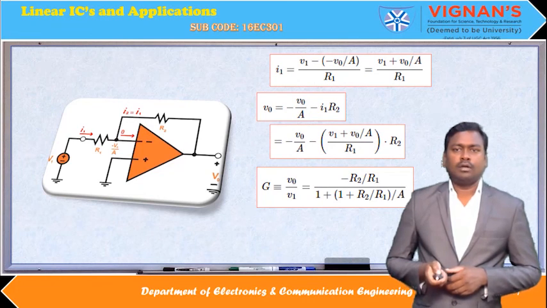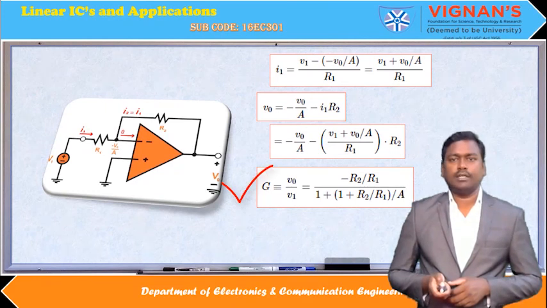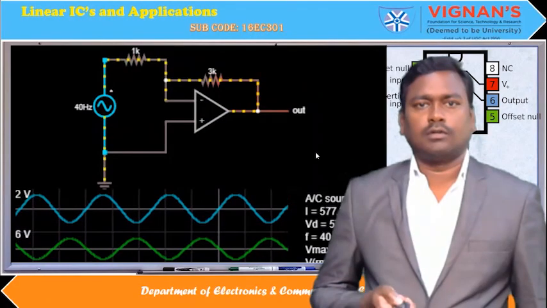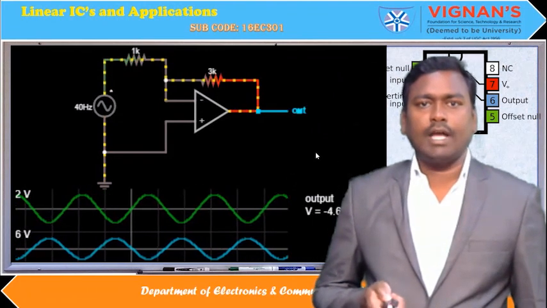If open loop gain of op-amp is infinity, then in the denominator, 1 plus R2 by R1 by A, the term is very, very small. Again, the overall gain of an amplifier is minus R2 by R1. So this is the gain equation of inverting amplifier in terms of open loop gain of op-amp. This is inverting amplifier.